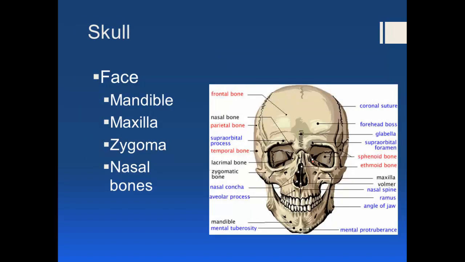So, some important areas in the face. The mandible, again, is the fancy word for the jaw. The maxilla are the cheeks right here. The zygoma, or the zygomatic bone, is back here. And the nasal bones are right up in here. You'll notice that this is it for the nasal bones. There's actually no bone here. Most of your nose is squishy cartilage.